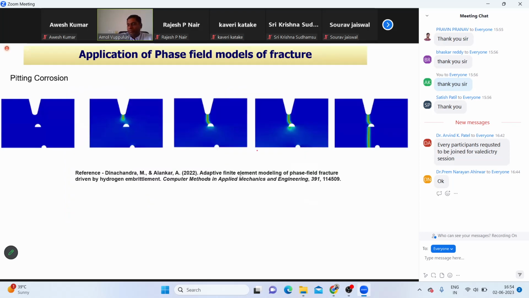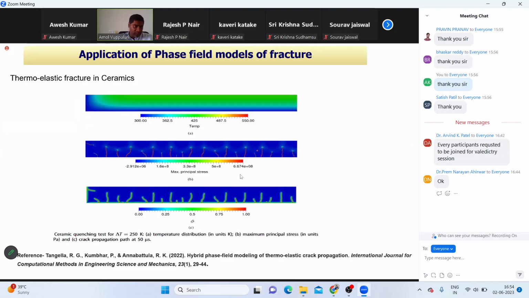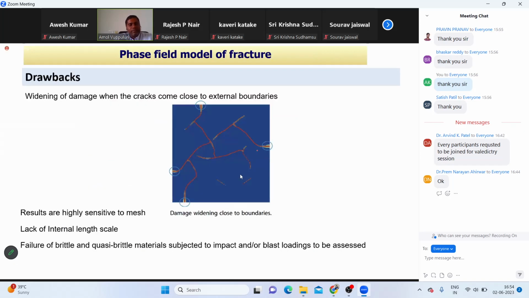Another application of the phase field model is the pitting corrosion, where there is a degradation due to corrosion and how the crack propagates, because corrosion is also shown through the phase field simulations. Another application could be seen in thermoelastic fracture design, where because of the temperature difference in the stresses, how multiple cracks generate, how they merge, how they meet, those things can also be shown by the phase field simulations. Of course, there are some drawbacks.